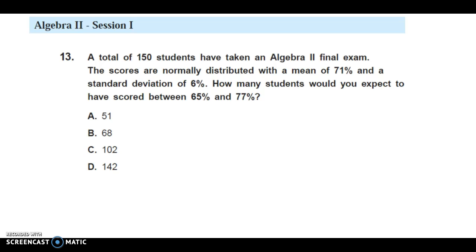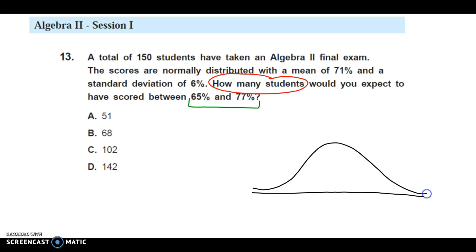The next one, number 13. A total of 150 students have taken the final exam. The scores are normally distributed with a mean of 71 and a standard deviation of 6. How many students would you expect to have scored between these percents? And I would underline or circle how many students. That's a big deal.